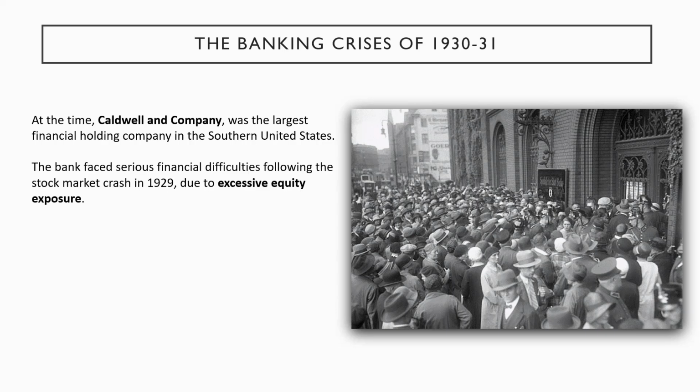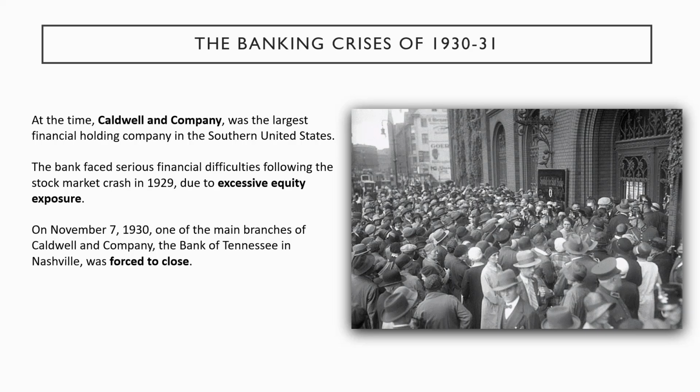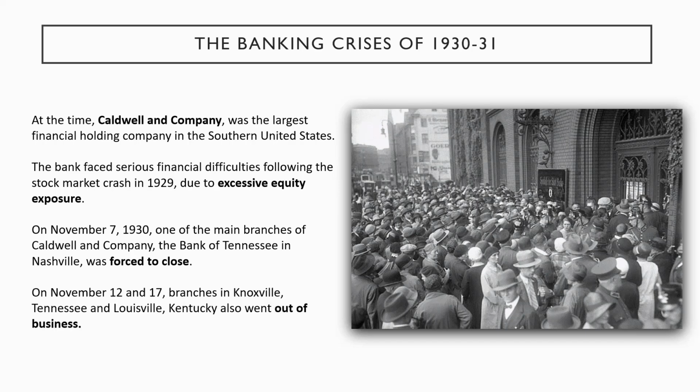The bank faced serious financial difficulties following the stock market crash in 1929 due to excessive equity exposure. It managed to stay afloat until the following year thanks to state deposits. However, on the 7th of November 1930, one of the main branches of Caldwell & Company, the Bank of Tennessee in Nashville, was forced to close. On the 12th and 17th of November, branches in Knoxville, Tennessee and Louisville, Kentucky also went out of business.